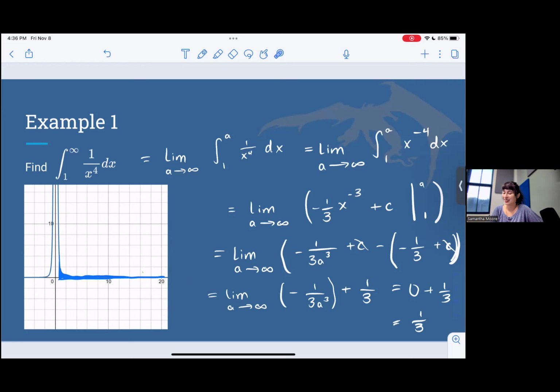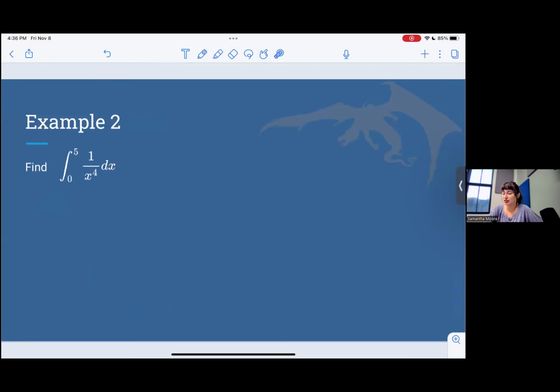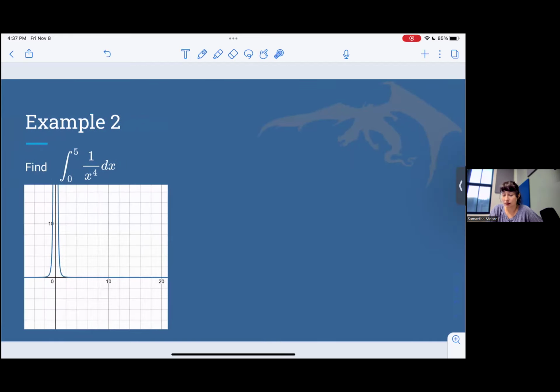All right, so that is our first example. Let's do one more example and then I'll let y'all try your own. So example 2, we're going to integrate the same function, but from 0 to 5, because that's going to give us our other type of improper integral. If I look at my picture again and think about what area I'm trying to find, I've got the graph of my function. I should be looking at x equals 0 up to x equals 5. And this is the area of my picture that I'm trying to find, that blue shaded region.